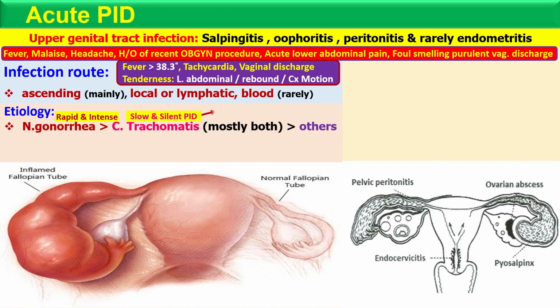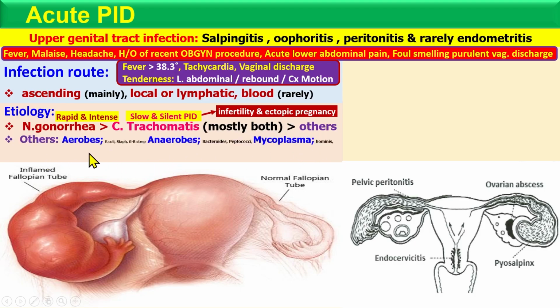So this leads to what? This leads to infertility and ectopic pregnancy. This is mostly associated with trachomatis or chlamydia. When both are involved, it is followed by the trachomatis. So this causes infertility and ectopic pregnancy, because it's mainly associated with chlamydia, not with gonorrhea.